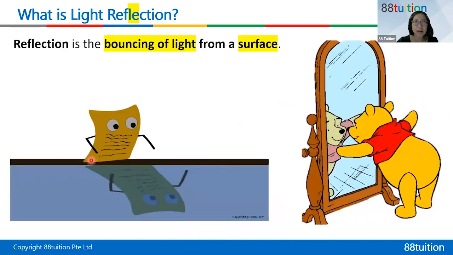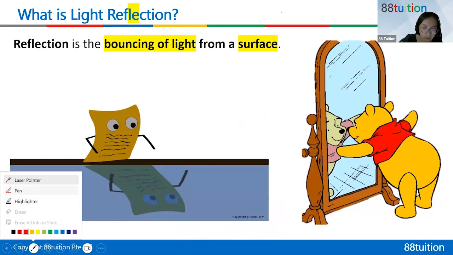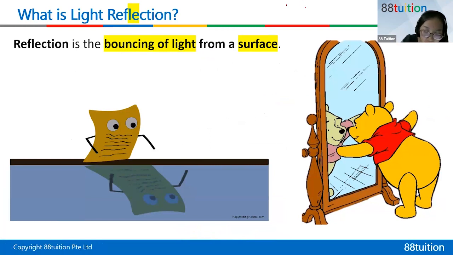Remember, I mentioned reflection, refraction, and dispersion. There are these three phenomena of light. We'll go to reflection first. Maybe I'm going to write here for you. We have reflection, we have refraction, and we have dispersion.